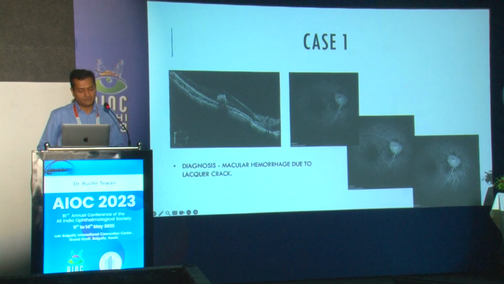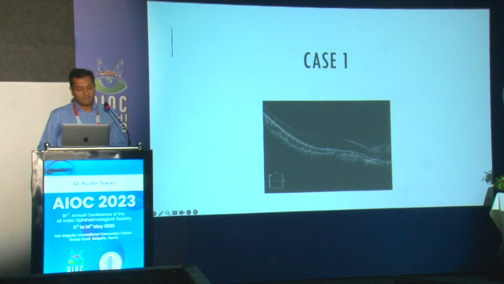leakage at any point in time. So this is a case of a macular hemorrhage due to a lacquer crack, and the treatment is only observation. Nothing is required in this particular case. No displacement with gas, no anti-VEGF injections are going to help this child. And when this patient came back six months later, the bleed had resolved and the vision had improved to 6/12.